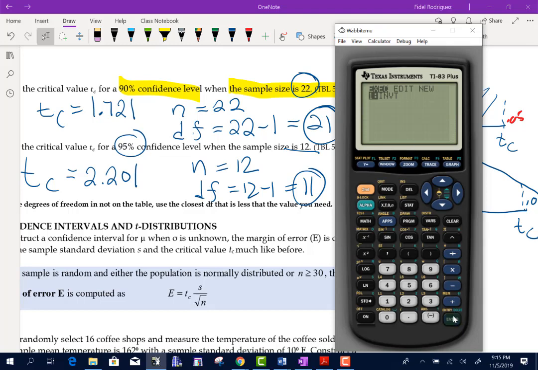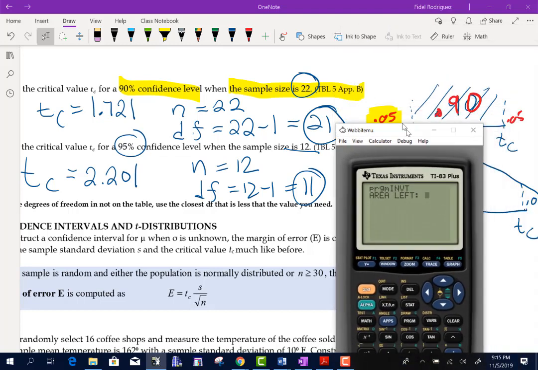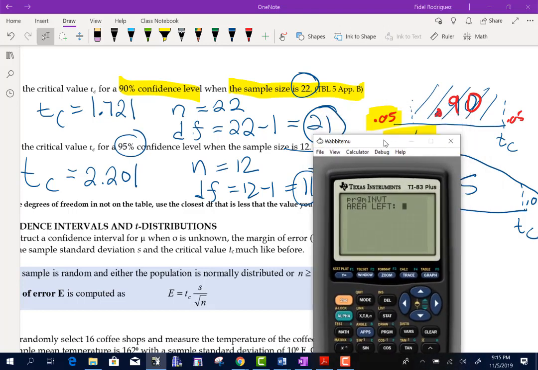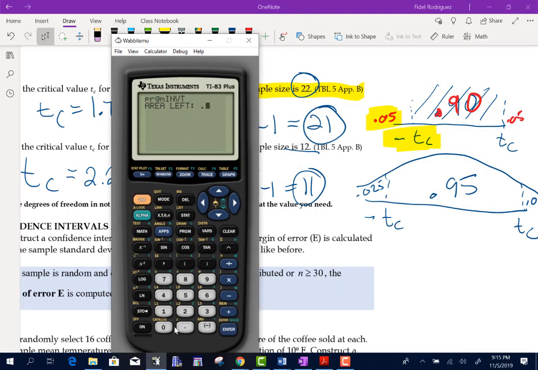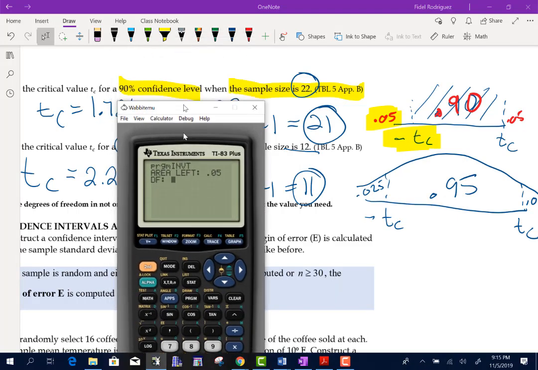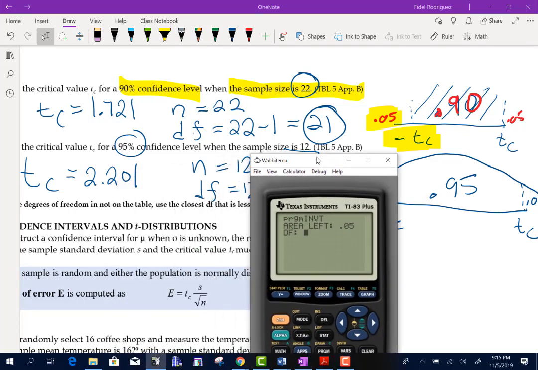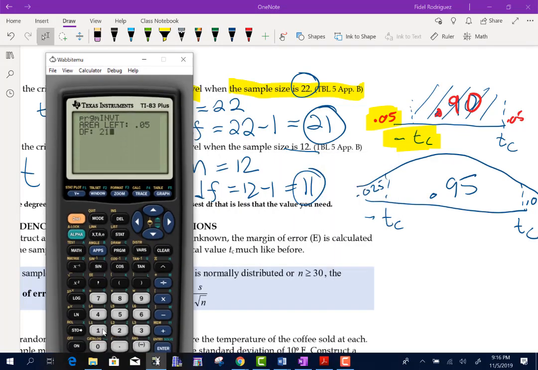Okay? So look, I'm going to hit enter, and I'm going to hit enter one more time. What was the area to the left in our problem? Look, I got it right there. So we're going to type in 0.05, and then you're going to hit enter. It has DF. DF stands for degrees of freedom. What was our degrees of freedom? 21. So I'm going to type in 21, and hit enter. It's going to take a little minute, and there it is. Aren't we coming up with the same number? Okay, so guys, those of you who turned in your 83s, when you get them back on Thursday, this is how you're going to do yours when you do your degrees of freedom, okay?